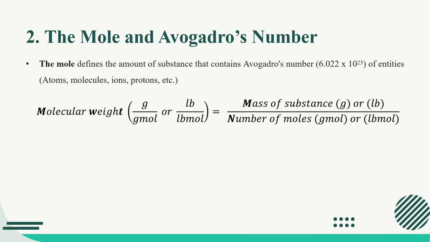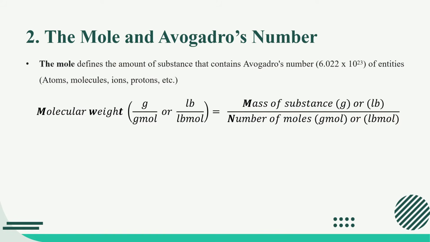Moving forward, we are going to discuss the mole and Avogadro's number. For better handling and easy measurement of any substance, we define a term called mole, which is defined as the amount of substance that contains 6.022 × 10^23 entities. These entities can be atoms or molecules or ions, etc. This 6.022 × 10^23 is called Avogadro's number.